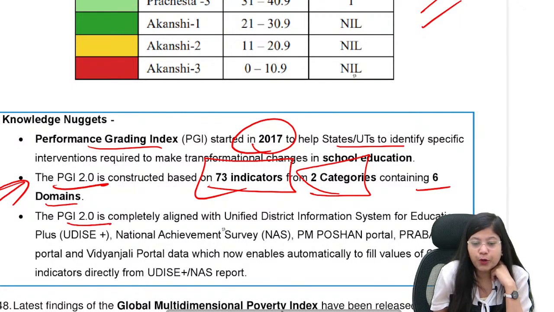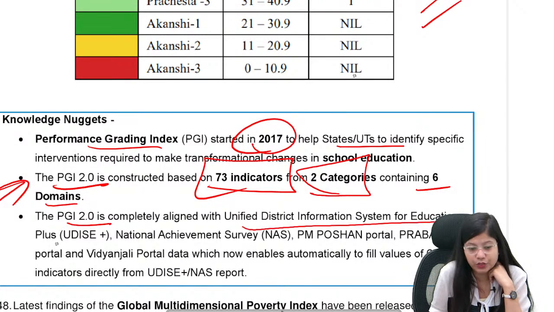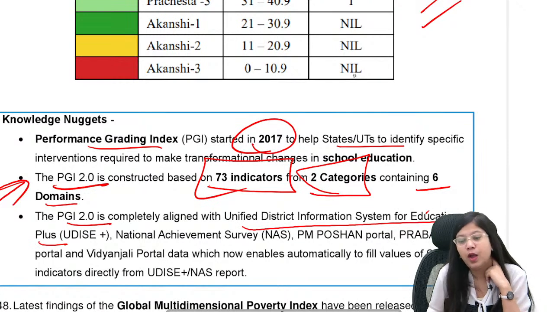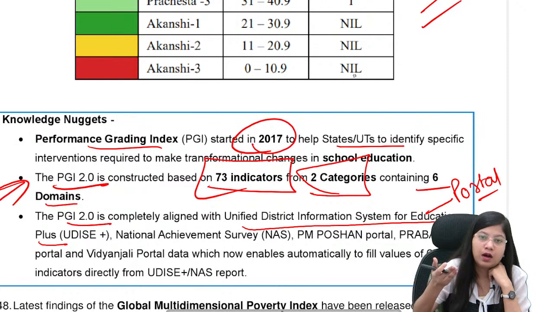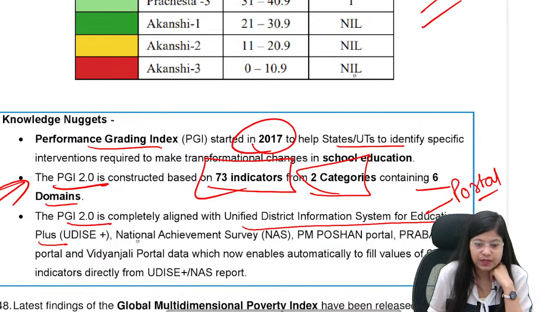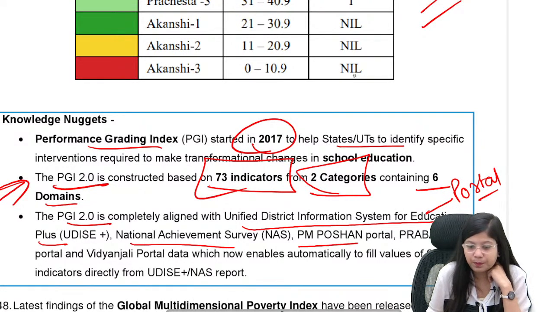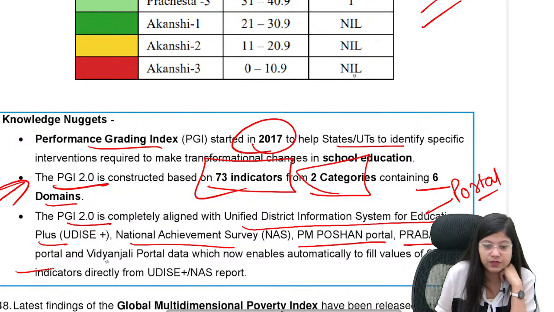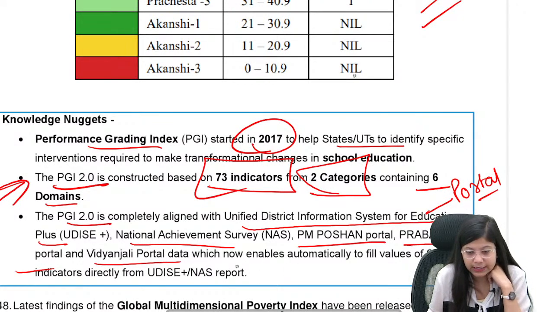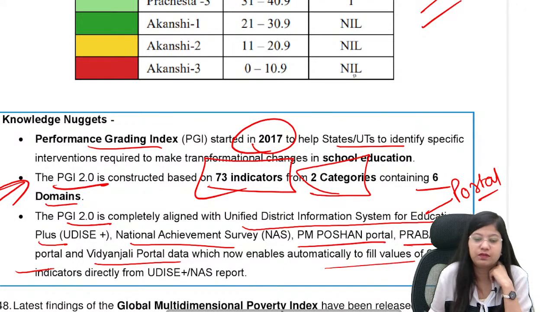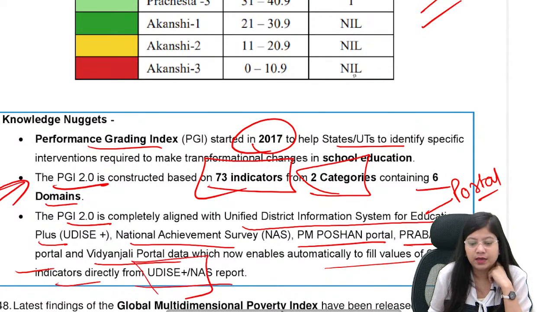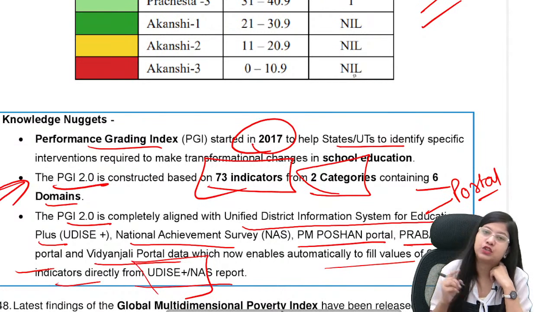The PGI 2.0 is completely aligned with the Unified District Information System for Education Plus, which is a portal where the states have to provide the information related to school education. Also the National Achievement Survey, PM Poshan portal, Prabandh portal with Vidyanjali portal data, which now enables automatically filling values of 69 indicators directly from UDISE Plus and the National Achievement Survey.